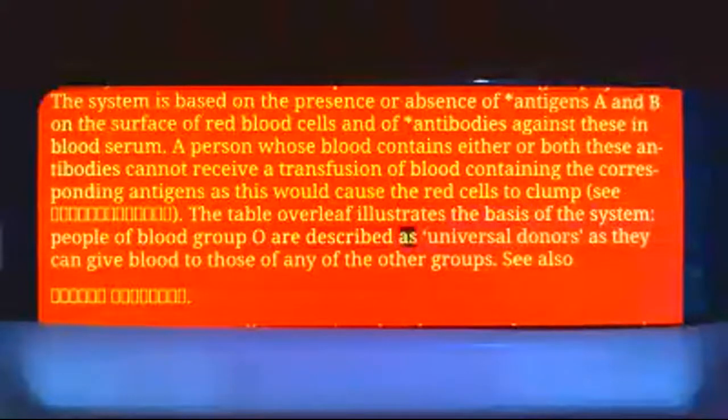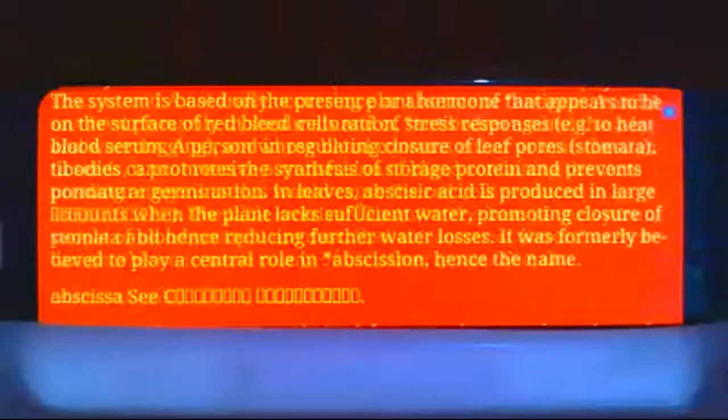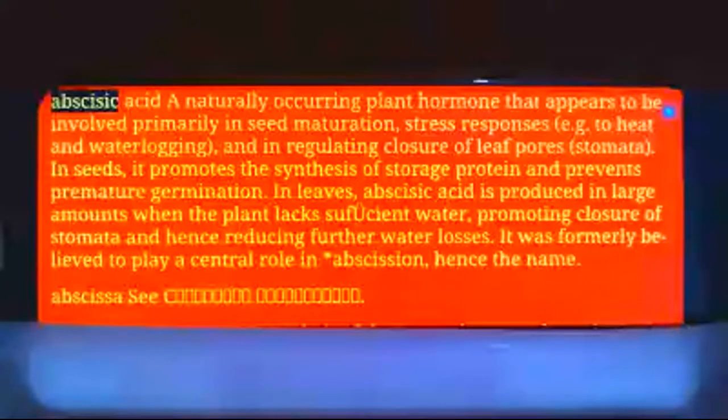People of blood group O are described as universal donors, as they can give blood to those of any of the other groups. See also. Abscisic acid, naturally occurring plant hormone that appears to be involved primarily in seed maturation, stress responses, e.g. to heat and waterlogging, and in regulating closure of leaf stomata.